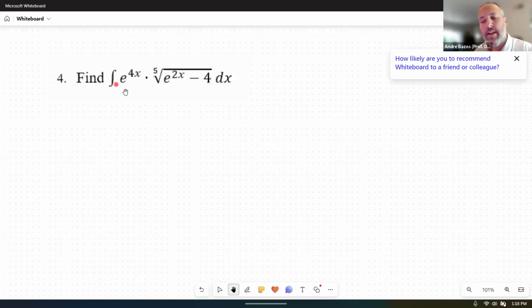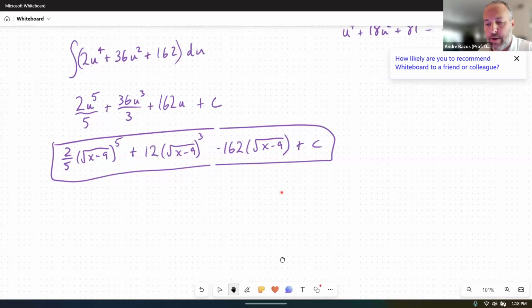Okay, so number 4, find the integral of e to the 4x times the fifth root of e to the 2x minus 4 dx. All right, so let's do this. I'm seeing a little pattern. So there's a radical again, but I don't have the derivative of that radical. Before I did have the derivative of the radical in the previous problem. So let me show you, right?